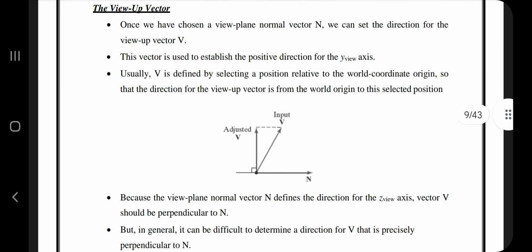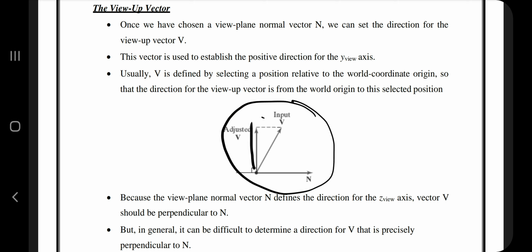And the second key point is the view up vector is the y vector. By that we will be having the normal vector set, and this vector is used to establish the positive direction for the y view axis. After writing the theory part, you have to draw this diagram. This is the adjusted v, this is the actual v.